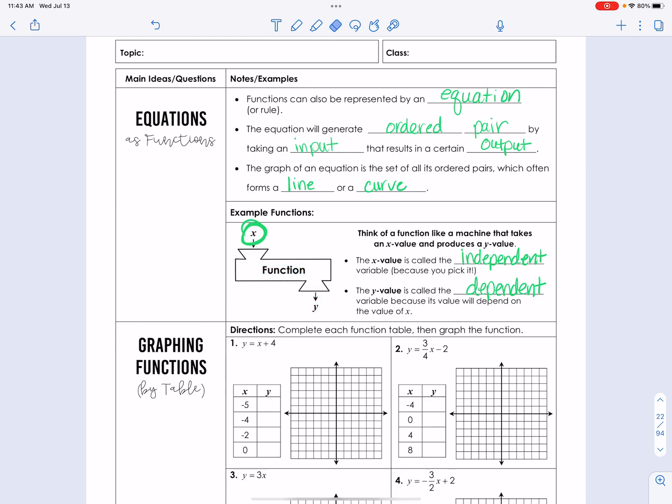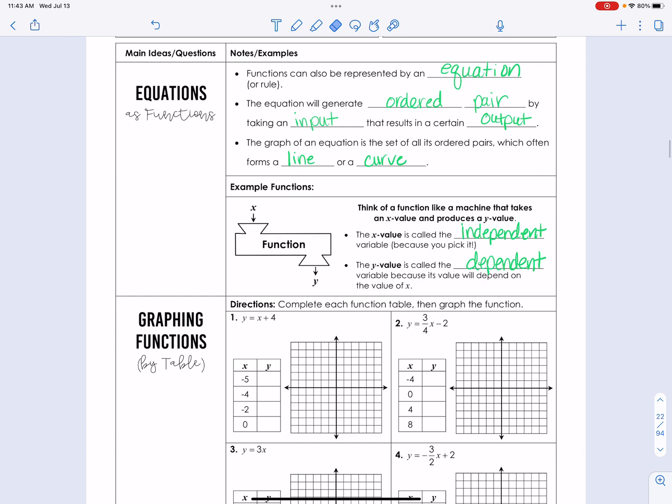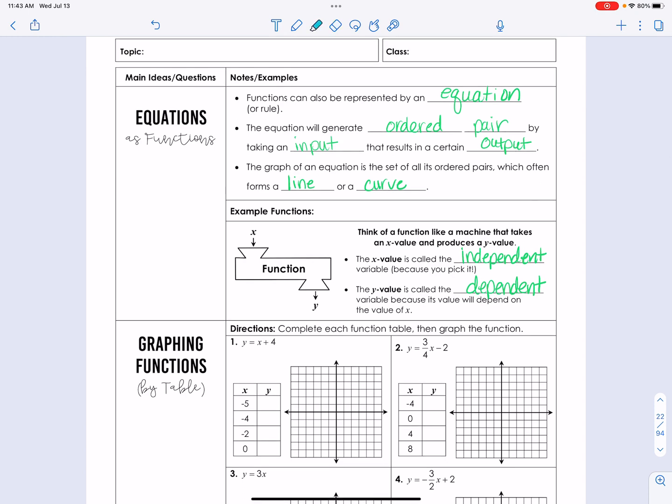So we're going to cheat with this little function machine here. I'm going to take this function, x plus 4, and we're going to put in this value right here, -5. If I put a -5 in there, that becomes -5 plus 4, which gives me a -1. So when I put a -5 in, I get a -1 out.